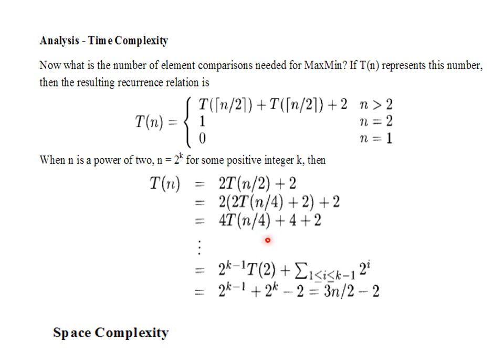2 to the power k minus 1 is equal to what? 2 to the power k is n, and the minus 1 will go to the upper part. So 2 to the power k itself is n, right? N divided by n will cancel and 2 will remain. So that is why t of 2. When the number of items is equal to 2, we will get the value 1. That is why 2 to the power k minus 1 into t of 2.